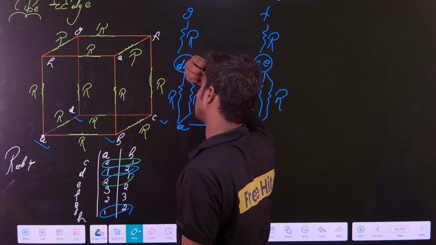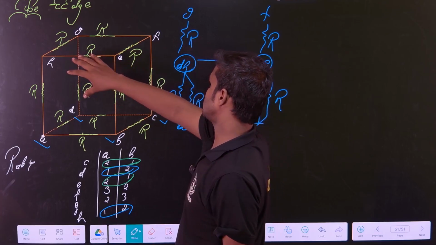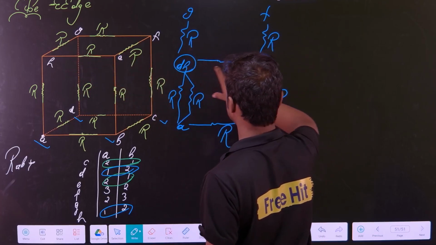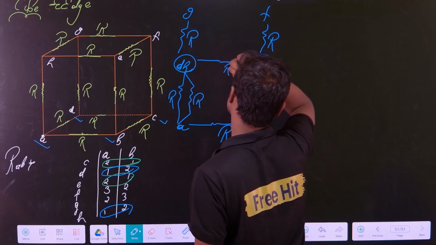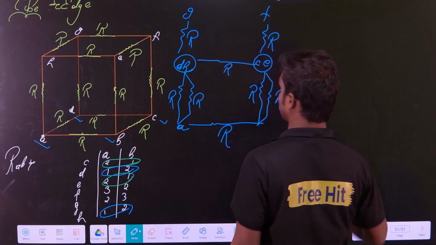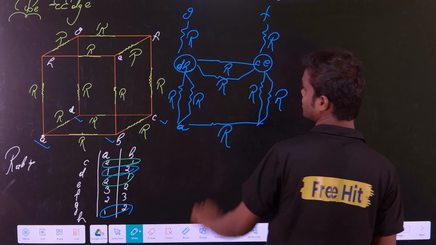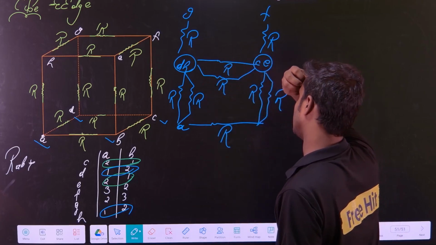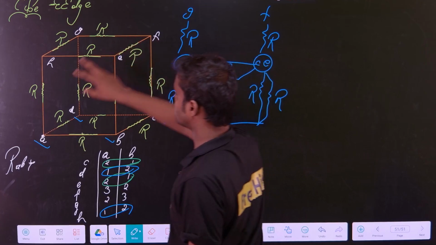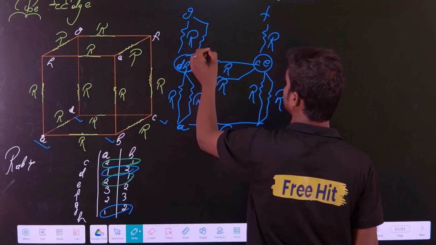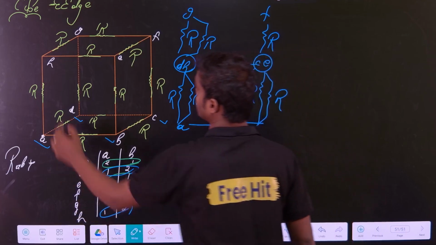Another point H. So H is connected to A, that is done. H is connected to E, that is also done, because H and E are equivalent points only. So H is connected to E, so you can connect like this. One resistance R, H is connected to E. H is connected to A. H is connected to G. So there will be one resistance R here. So H is also done.